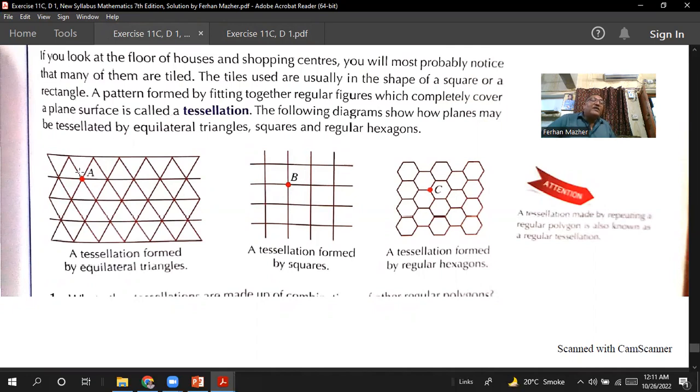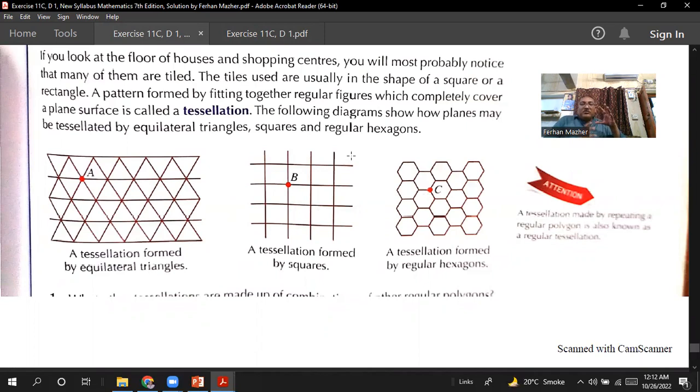So here you have equilateral triangles: 1, 2, 3, 4, 5, 6. So there are six equilateral triangles, their internal angles, and their sum will be 360. Here in the hexagon, each interior angle of the hexagon is 120. So about this point, there are 1, 2, and 3. So 120 multiplied by 3, that's 360.